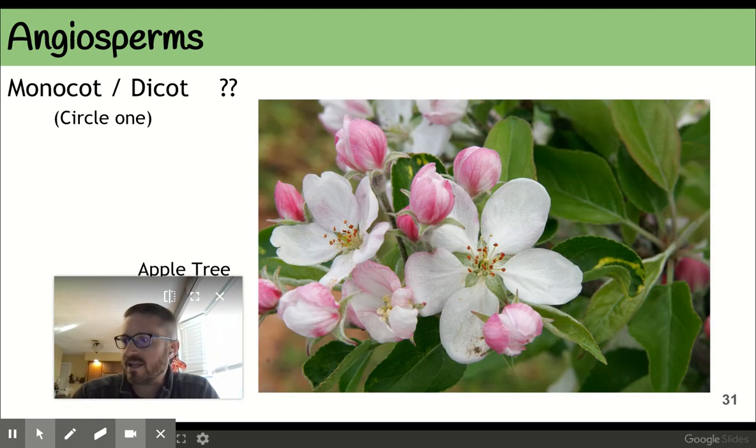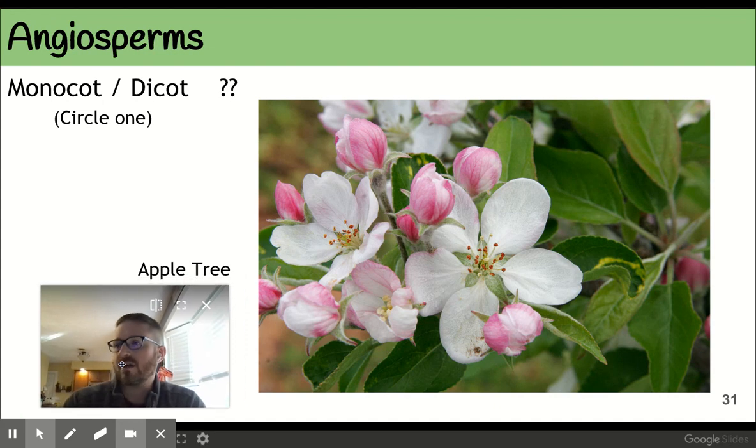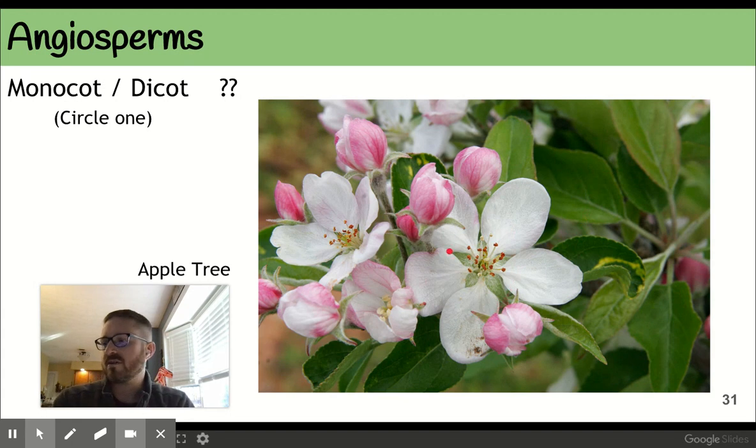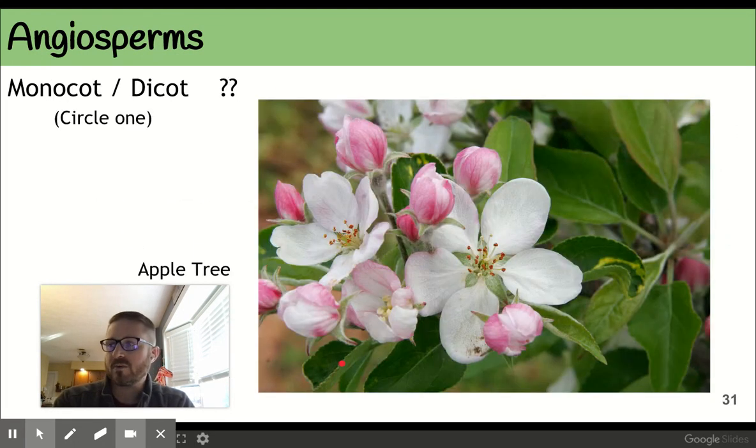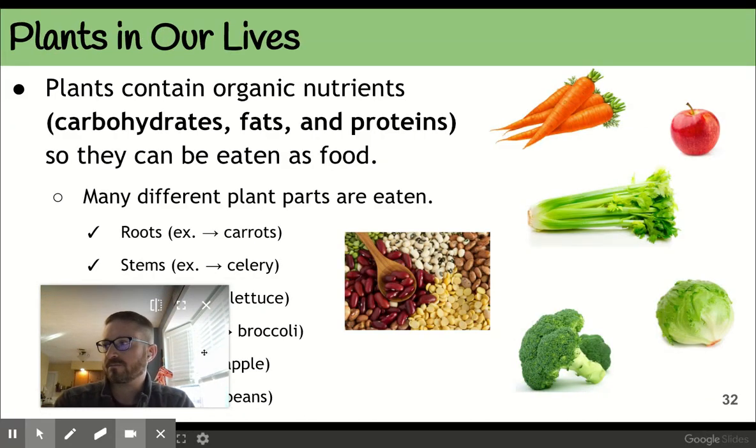If we look at another example here, this is from an apple tree. You can see the leaves are the dead giveaway, branching veins. Flower parts, let's see, there's 5. We're not going to count all these flower parts, but branching veins, flower parts, there's 5 of them. If we go back to that slide, we see the branching veins, we see flower parts in 4s or 5s. So this one here would definitely be a dicot plant, okay?